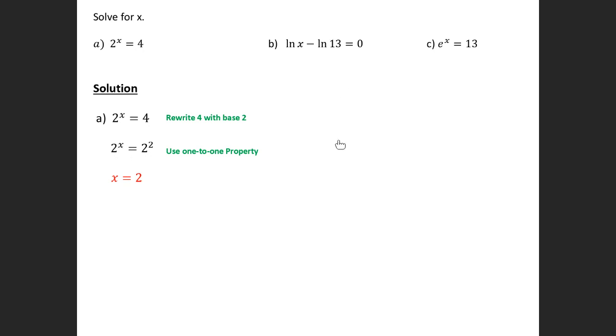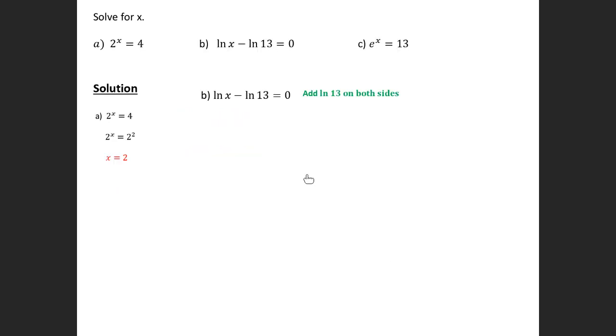Okay, let's look at letter B. So now you can try to use the properties here. Natural log of x minus natural log of 13. Since I have an x here, it makes it a little bit more difficult. So one of the things that I can use is the properties. Since I'm subtracting, then I can combine them.